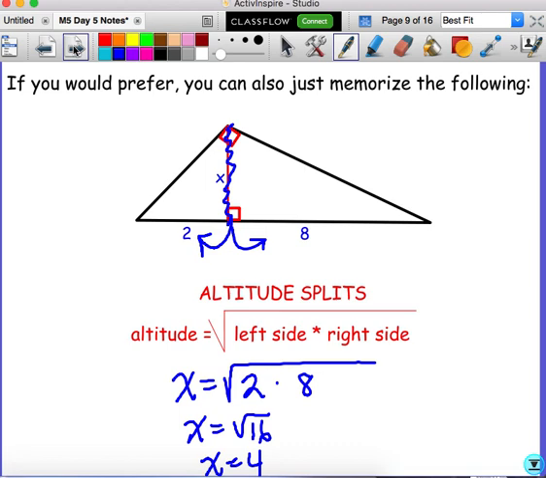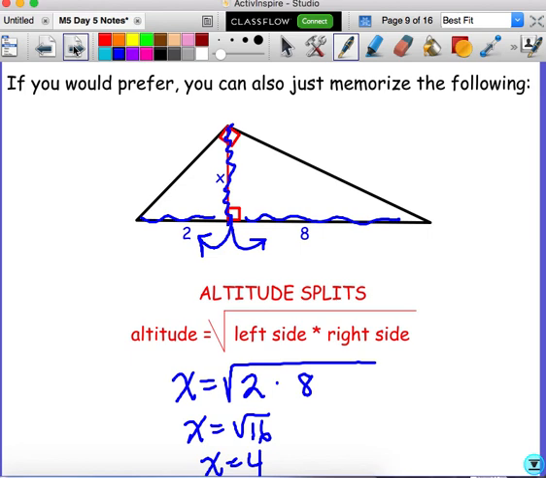Remember guys, when we take a square root, we technically should put positive or negative 4. However, since this is geometry and this is a distance, positive 4 is our only valid answer. So again, if you're solving for an altitude, or if you know the length of that altitude and you're looking for one of these 2 parts of the hypotenuse, we can just memorize the phrase altitude splits, which means the altitude equals the square root of the number on the left times the number on the right.